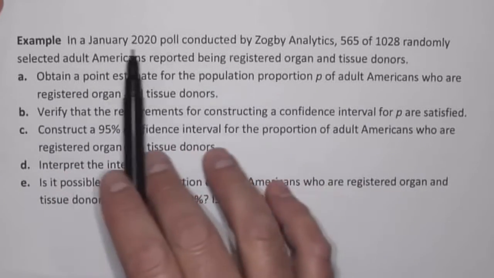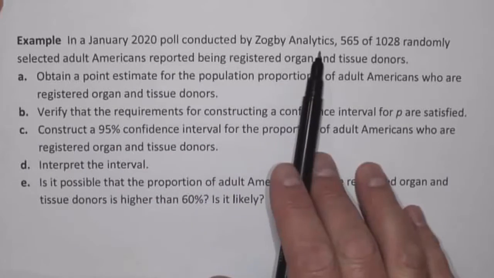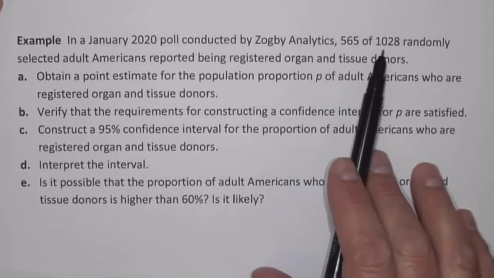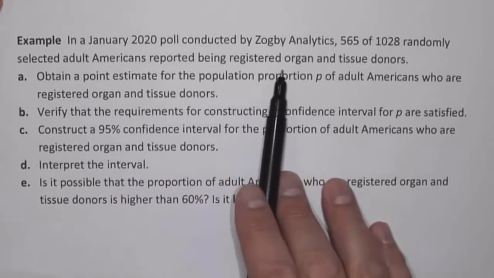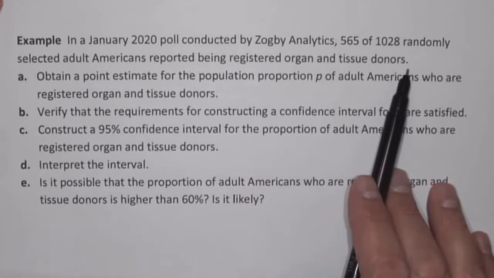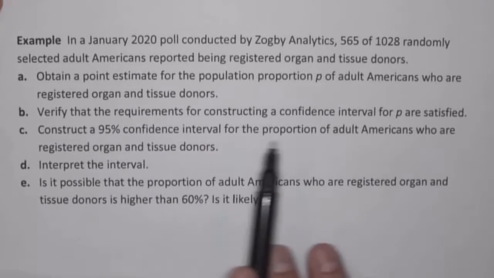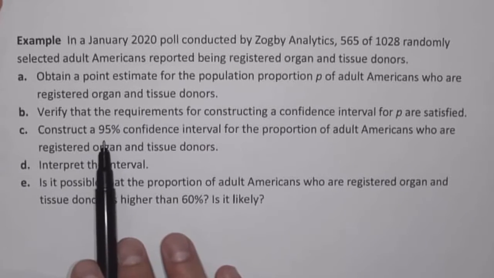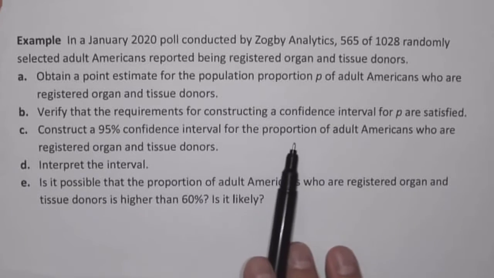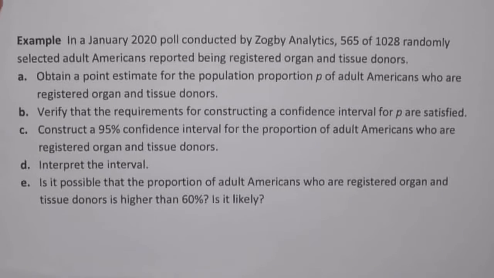So for this example, in a January 2020 poll conducted by Zogby Analytics, 565 of 1,028 randomly selected adult Americans reported being registered organ and tissue donors. So we had a series of questions that we answered previously. What I want to focus on here is part C. Construct a 95% confidence interval for the proportion of adult Americans who are registered organ and tissue donors.